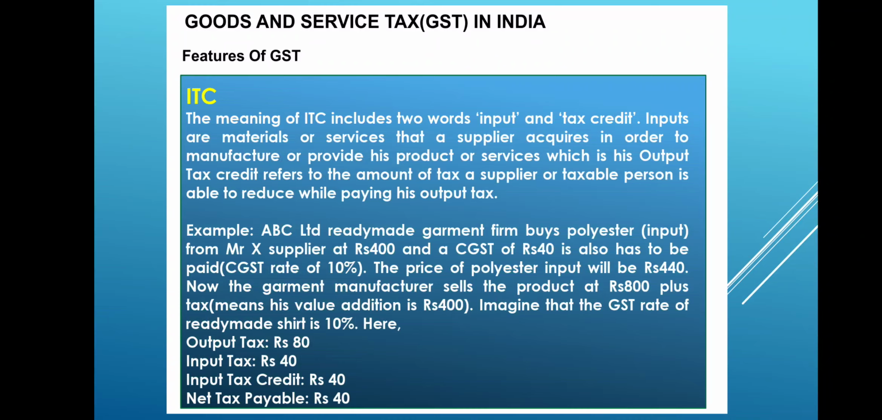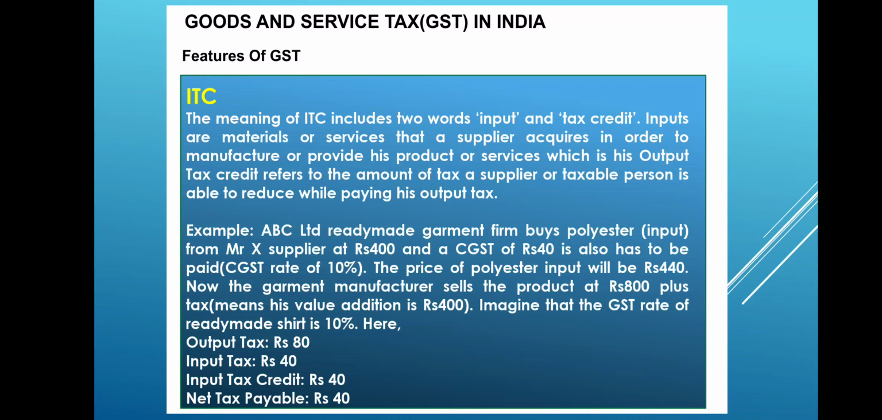Now, the next feature is ITC. This is the most important feature, that is input tax credit. As the name suggests, it includes two words, input and tax credit. Input means all the materials and services that a supplier acquires in order to manufacture a product or a service. And tax credit means the amount of tax a supplier or a taxable person is able to reduce while paying his output tax. Now, there are two types of taxes, input tax and output tax. Let us know this topic with the help of an example.